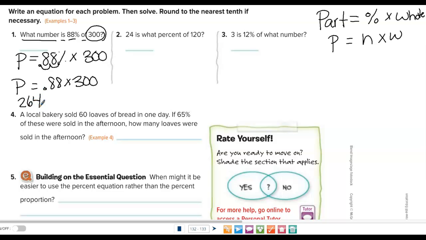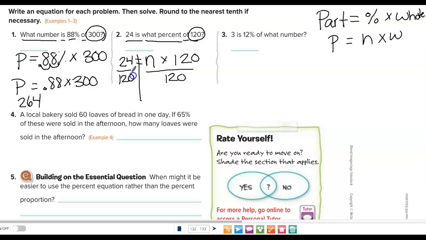On number 2, we have 24, which is our part. Is means equals. What percent? We are now missing the percent, so we will use the variable n. Of means to multiply, and 120 is our whole. Since our numbers are on opposite sides of the equation, we're going to use the opposite operation. We're going to divide both sides by 120, since it is with our variable.